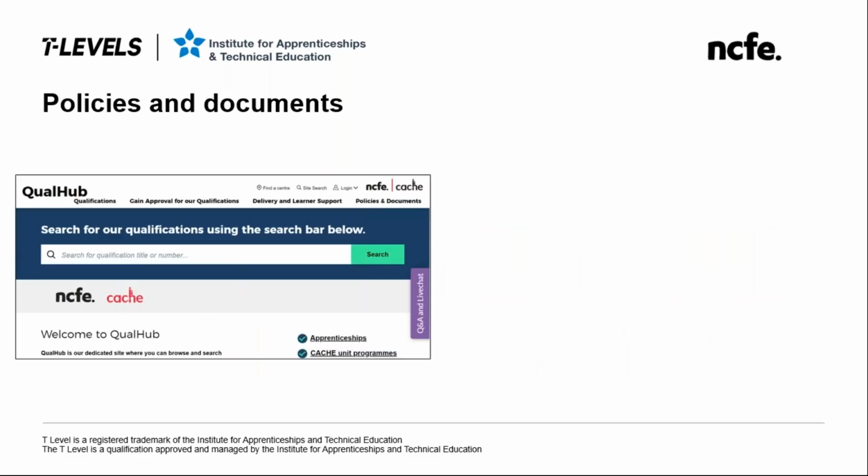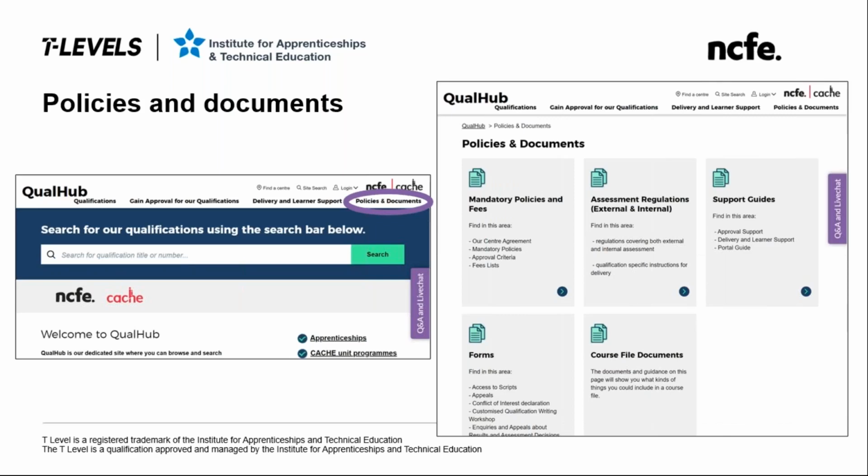We'll now have a look at the policies and documents section. All the policies, fees, regulations and forms you'll need are here. I'm going to leave that slide up. As I say, this is a screenshot of Qhub, and all the information you need will either be in the delivery and learner support section we've just been looking at, or the policies and documents section.